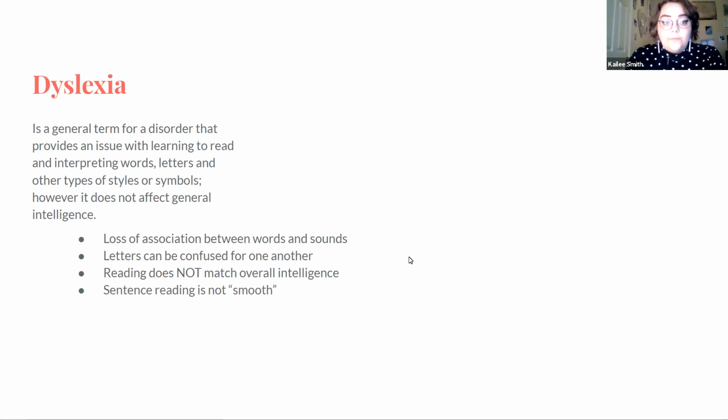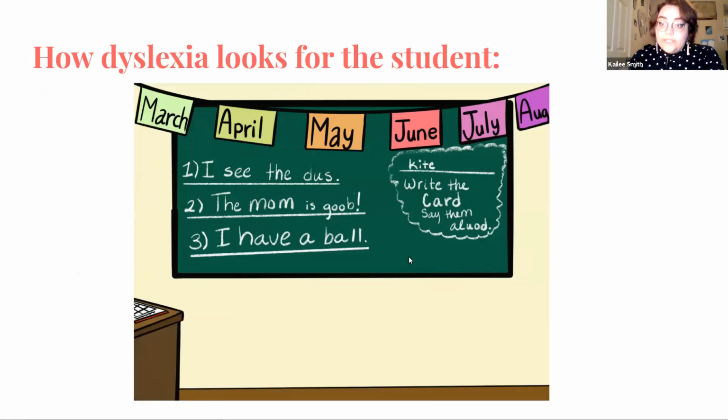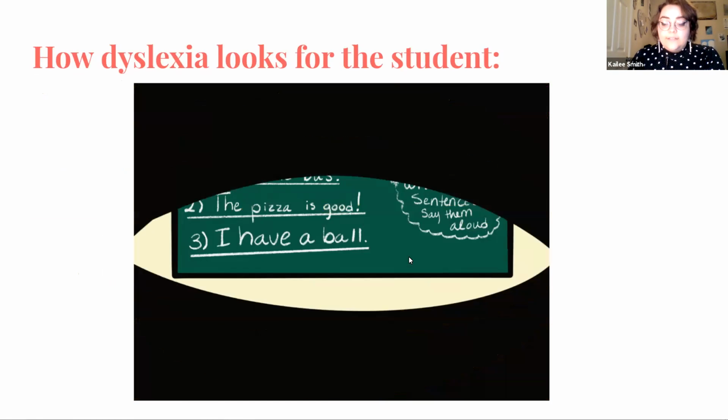Dyslexia is something you've all probably heard about before, and you might know people with it. It's one of the most common ones, as well as ADHD. It is a loss of association between words and sounds. Letters can be confused for one another, and reading does not match overall intelligence. I must emphasize this, dyslexia does not affect the individual's general intelligence either. It's just an issue when it comes to re-articulating something. So in this animation, I'm showing you through the eyes of a kindergartner, beginning with one who can see the board regularly, and then a student that has dyslexia.